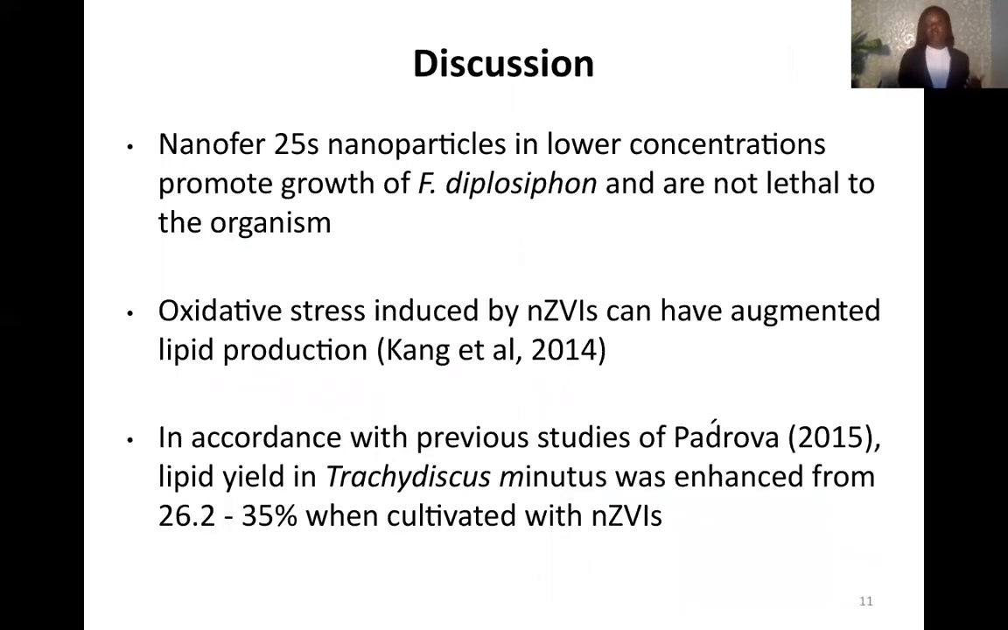While the application of nanoparticles in green technologies can be toxic to microorganisms, at low concentrations, they can promote the growth of reactive oxygen species. At non-lethal levels, nanoparticles can cause oxidative stress, which is known to increase lipid yield in cyanobacterial cells. Oxidative stress induced by these nanoparticles could have augmented lipid production. In accordance with previous studies, total lipid yield of 26.2 to 35% was observed in the alga Tridesmus minutus when cultivated with 5.1 milligrams per liter of nanoparticles.